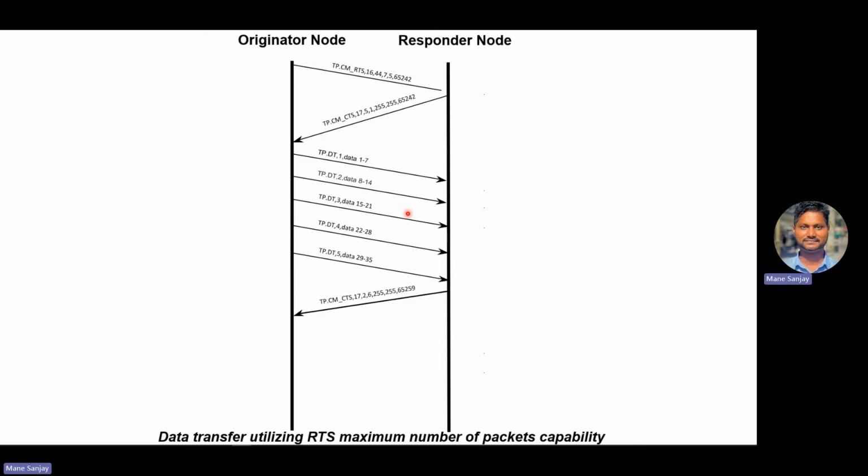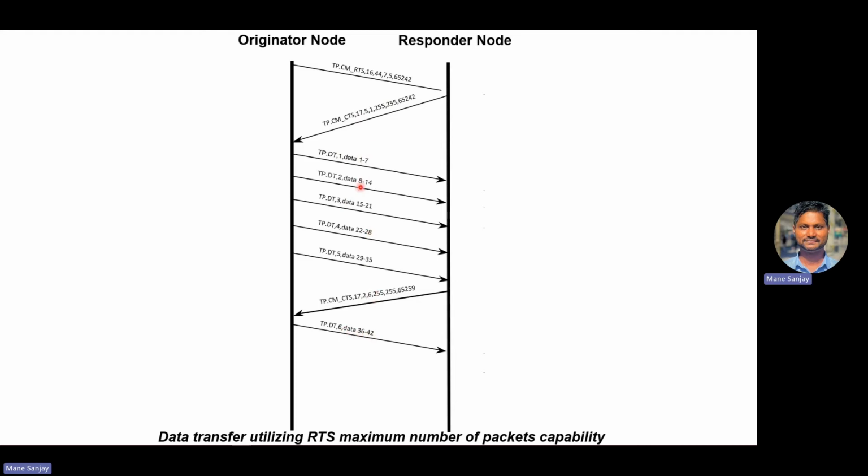And finally, as we limited, because we want the 7 and we want the maximum size of 5. That's what I'm talking about: data transfer utilizing the request to send maximum number of packets capability. At the bottom, I have titled that data transfer is happening, utilizing the request to send maximum number of packets capability. So here I needed 2 more packets because 5 packets were already received. Total packets are 7, so how many are left? 2. He received the 5 packets. The next packet should start with the 6th packet. So here the 6th packet will come and the data will accordingly come.